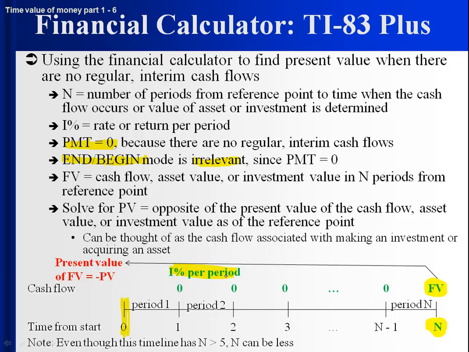I% is the discount rate. So you give it FV, you give it N, you give it I%, and you go ahead and solve for PV, and what's going to pop up on the calculator, because of our sign convention, you're going to get the opposite of the present value of FV discounted by I% per period for N periods.